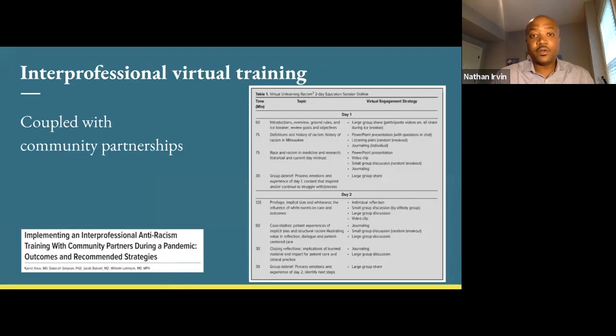Another example is a program in Milwaukee, a multidisciplinary program of family medicine residents, faculty, pharmacists, and medical education team members who partnered with the local YWCA to complete an unlearning racism curriculum done in a virtual format. They took something adopted for the community that a couple of medical students were participating in, and brought it into the GME realm with these family physicians, and it was really well received.